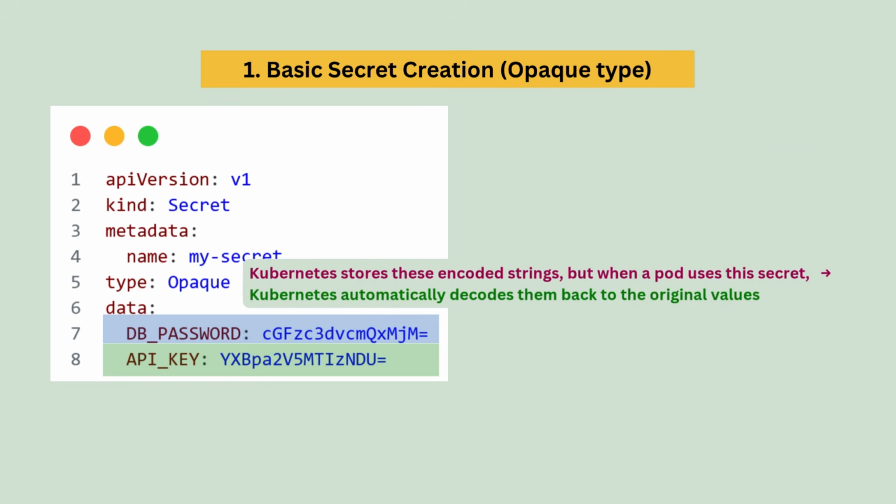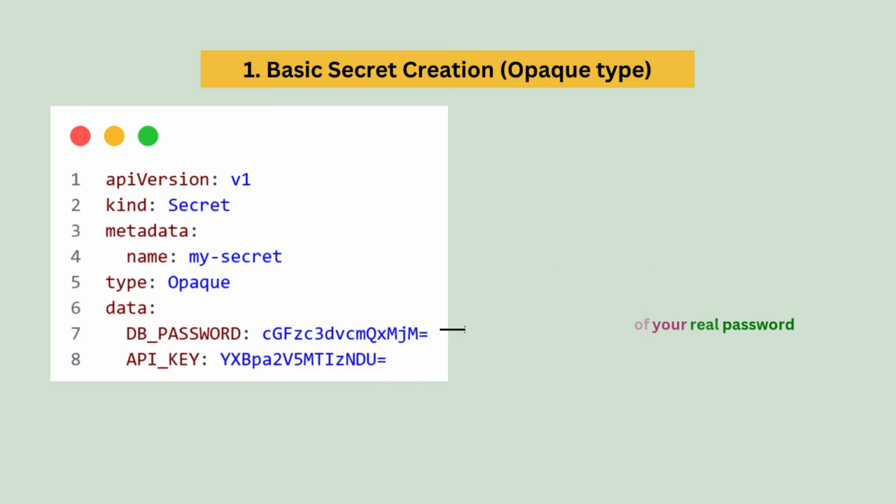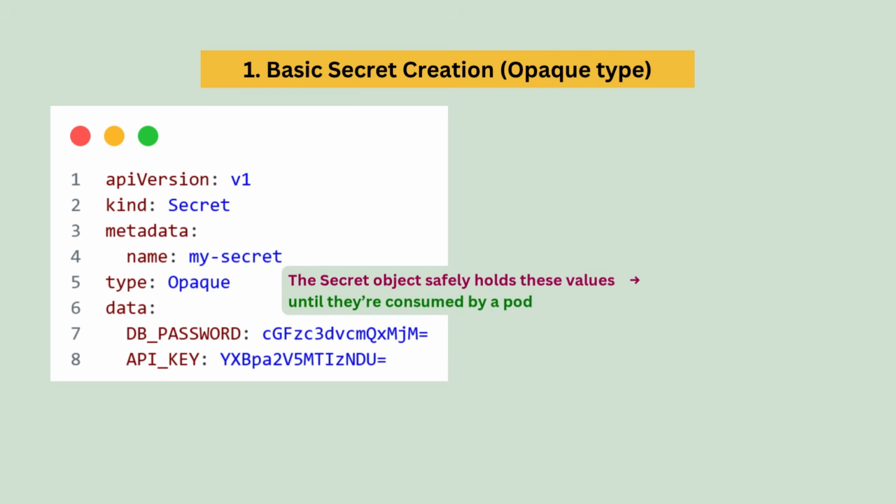Kubernetes stores these encoded strings, but when a pod uses this secret, Kubernetes automatically decodes them back to the original values. So the DB password holds the encoded version of your real password and the API key holds the encoded version of your actual API key. And the secret object safely holds these values until they are consumed by the pod.